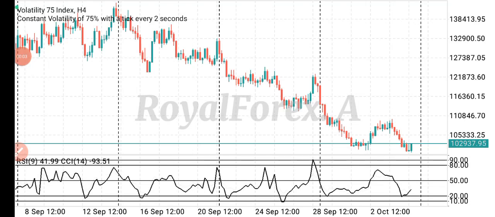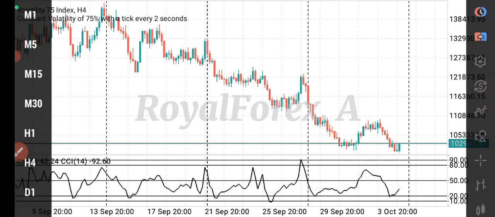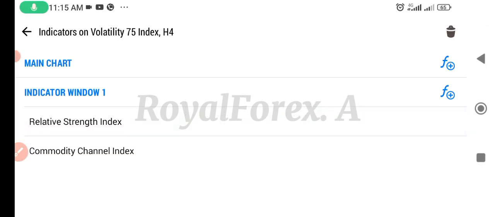Hi, in this lesson, I want to share with you how you can trade volatility 75 using support and resistance with a combination of commodity channel index and our RSI indicator. So as for the indicator, here is the setting for the indicator.